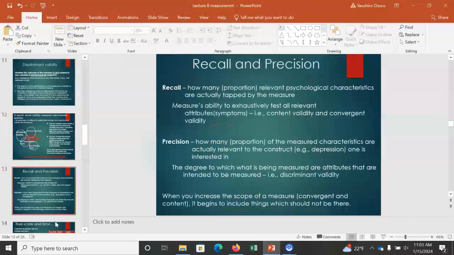A similar concept is recall and precision here. I'm not going to get too deep into this, but please read the slide carefully. I'm not going to ask you about this in the exam, but it's a useful concept that's related to recall, and precision is related to the relation between content validity and also discriminant validity.